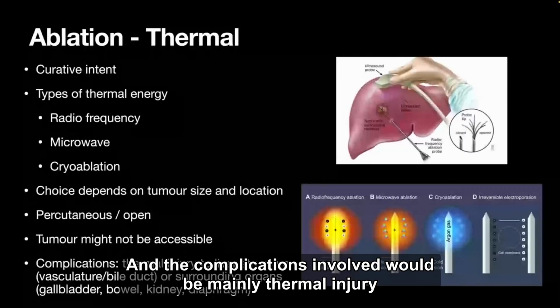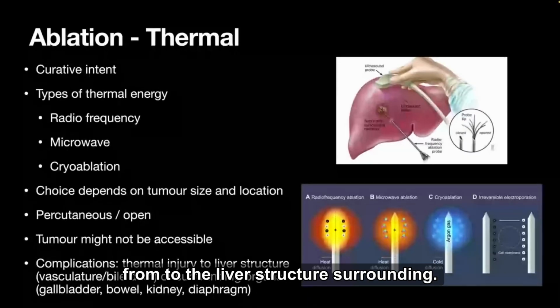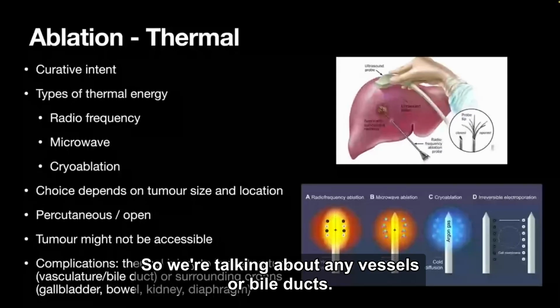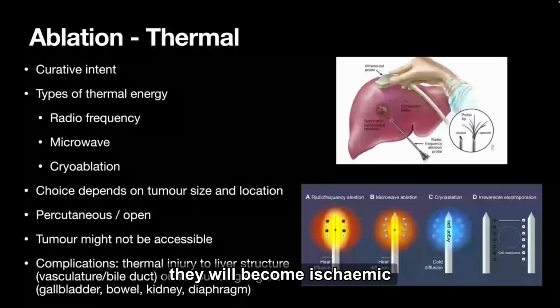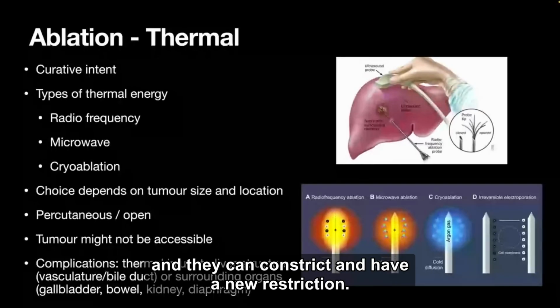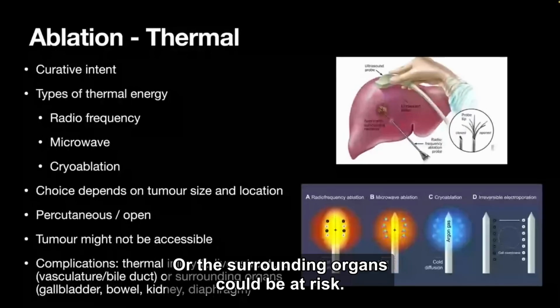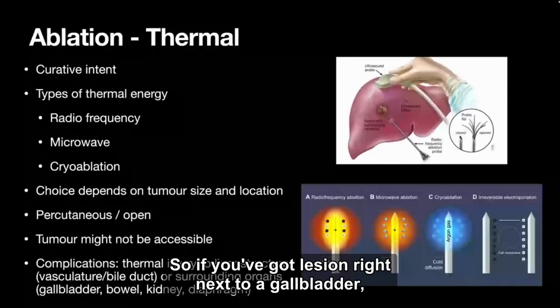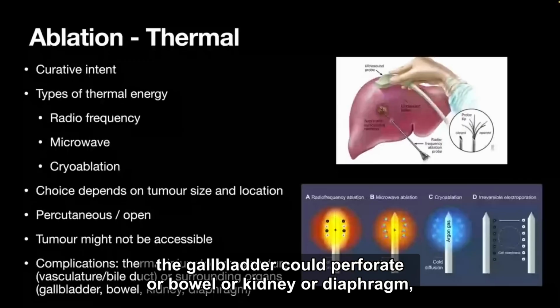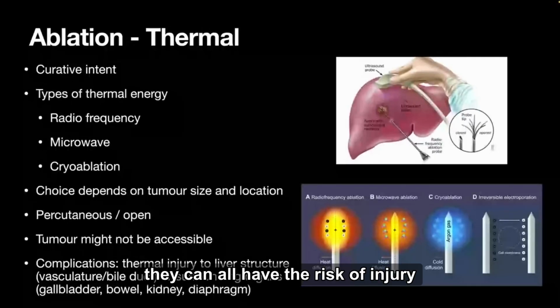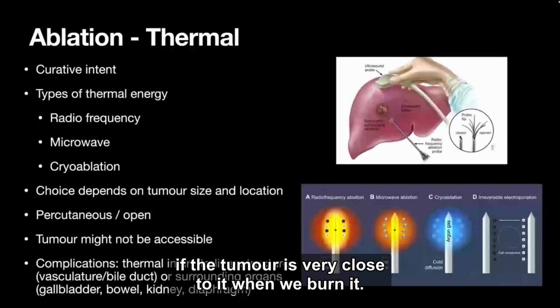And the complications involved would be mainly thermal injury to the surrounding liver structures. So we're talking about any vessels or bile ducts. If the bile duct gets a thermal injury, it will become ischemic and can constrict and form a stricture. Or you can get a bile leak, or the surrounding organs could be at risk. So if you've got a lesion right next to the gallbladder, the gallbladder could potentially perforate, or bowel or kidney or diaphragm, they can all be at risk of injury if the tumor is very close to them when we burn it.